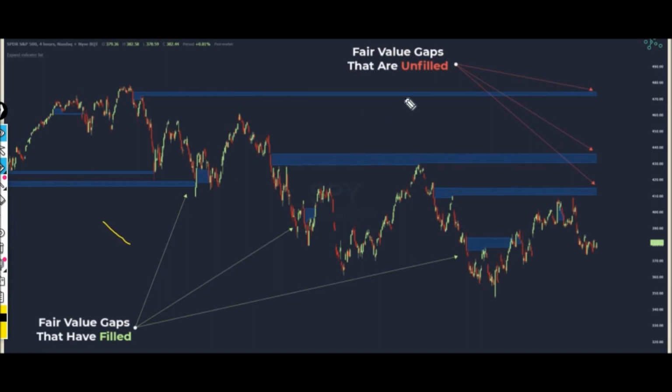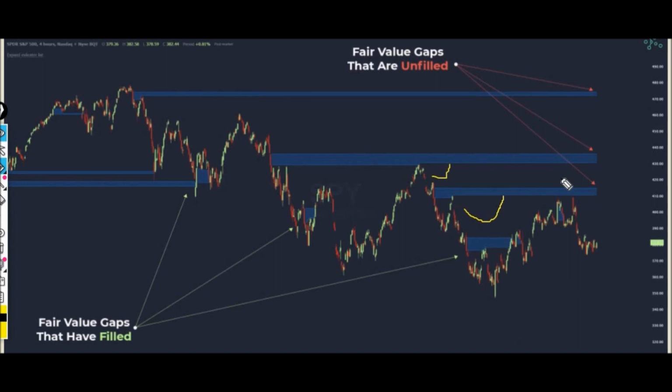And then we have fair value gaps that are not filled, shown with these red arrows over here. When you see red arrows, they tell you that this fair value gap has not been filled. How do you really know this? The market didn't come back to the level to fill the level. Instead, the market failed and proceeded in the direction of the market. This shows you very well that the price did not come back to the level.